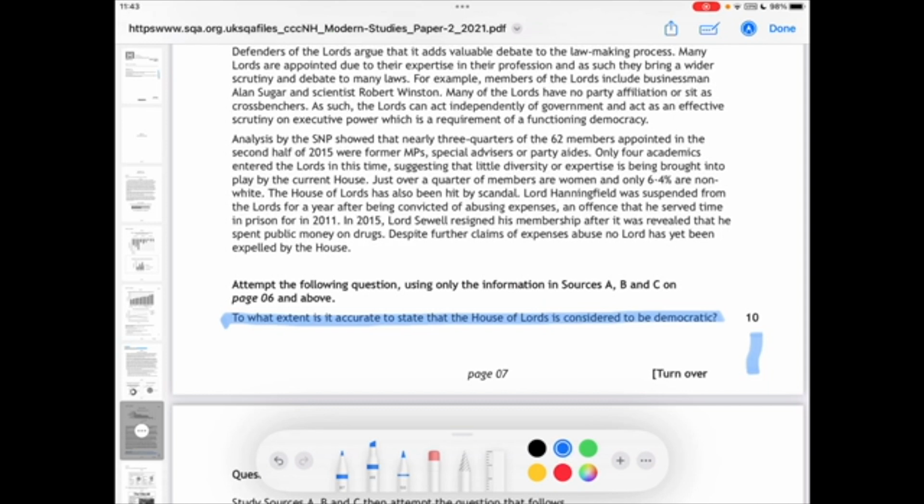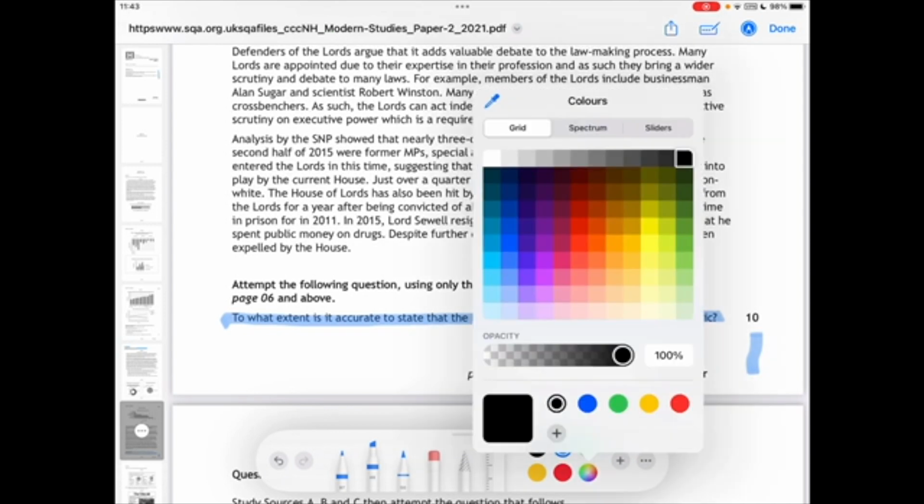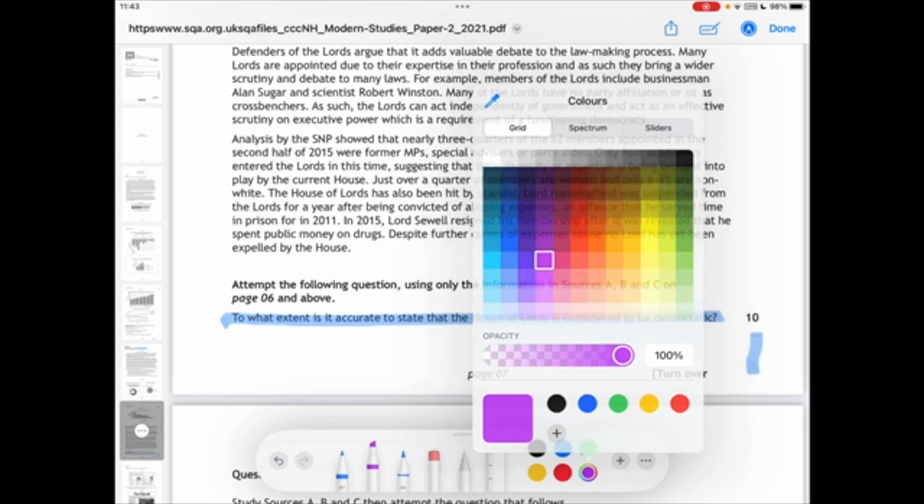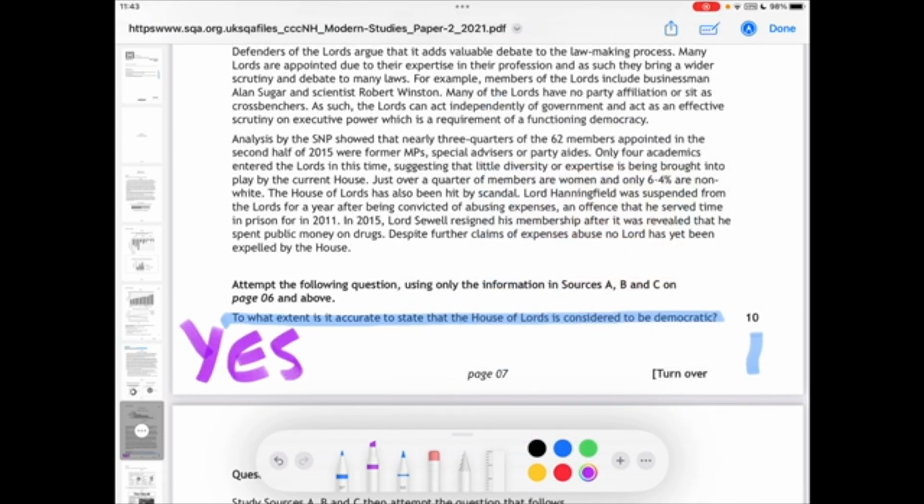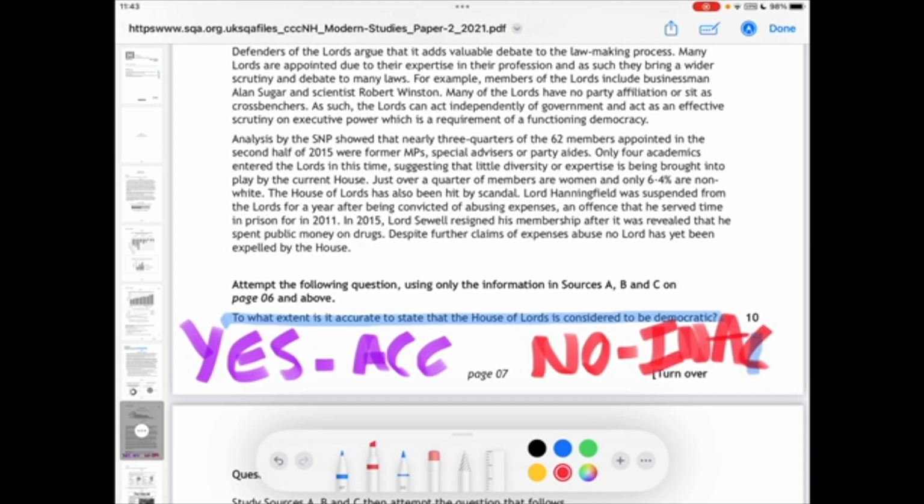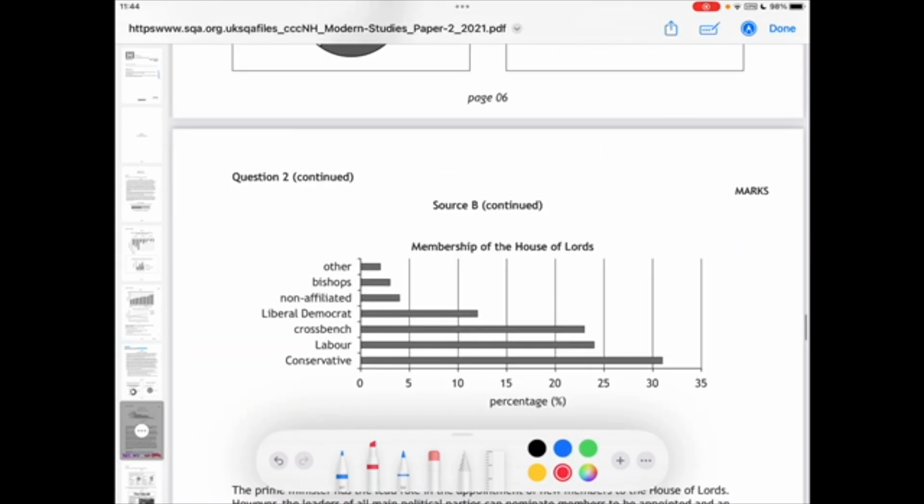Right, so we are judging, is that accurate? So is it accurate to say the House of Lords is democratic? For doing our highlighting, if we find evidence that says it is accurate, we'll do it a nice kind of purple. So purple for yes, accurate. And we'll go with red for no, inaccurate. Right, so we need to go through our sources and very quickly highlight evidence that shows either the House of Lords is democratic, purple, or the House of Lords is not democratic, red. So let's go to source 1.